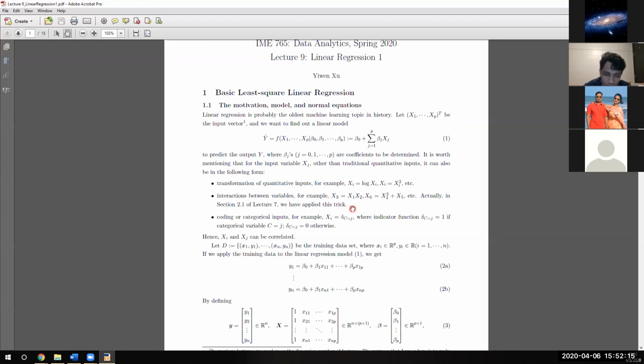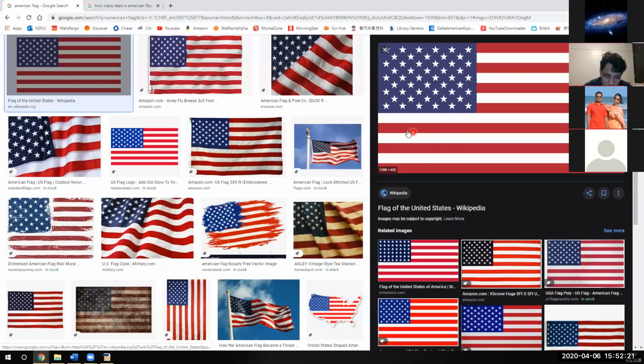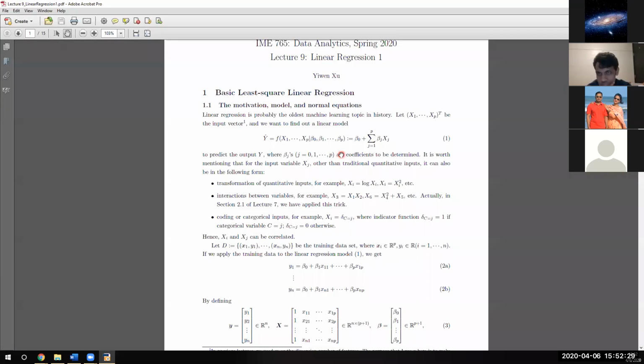But here, just to let you know that this X could be dependent. Why? For example, in this American flag, this row is the same as this row, so the X could be dependent.